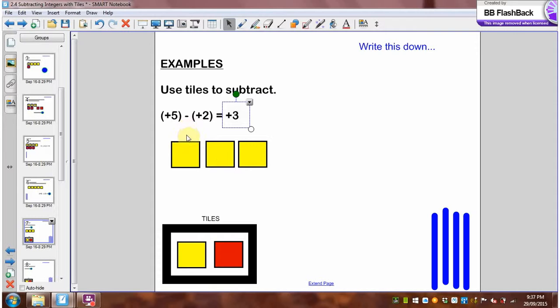Okay? So I want you to write down that example we just did. Make sure you draw your tiles. Make sure you draw 5. And then represent 2 of them being taken away. So you would have to draw this first, 5.